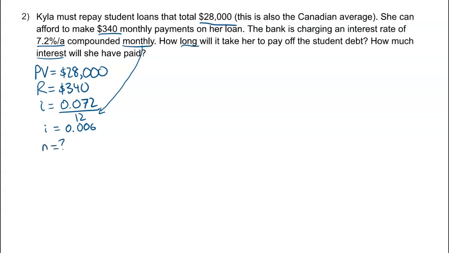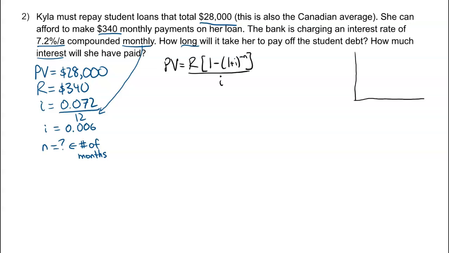And so we're trying to figure out how long it's going to take to pay off. We're trying to find the n value, and it's worth noting as well that the n value corresponds with the compounding periods per year. So that's 12 payments per year, and then there's however many years it takes to pay off. So the n is the number of months that we have to divide by 12 at the end. So the equation we're going to use is this: PV equals R times [1 minus (1 plus I) to the negative n] all over I.